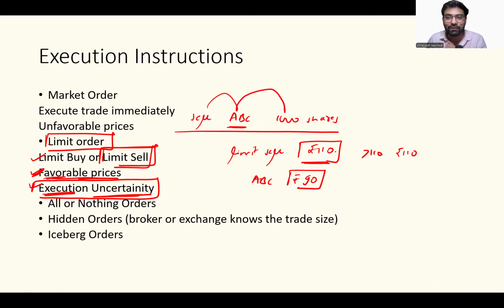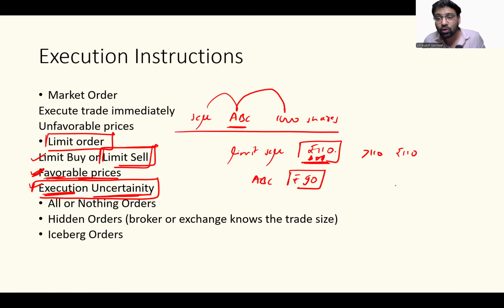I am willing to sell it for 110. That means if tomorrow the order gets executed, my stock is actually sold. That means I will sell it for 110. That is the price that I wanted, right? Because I have placed an order for selling at that price. That means it is favorable to me, right?